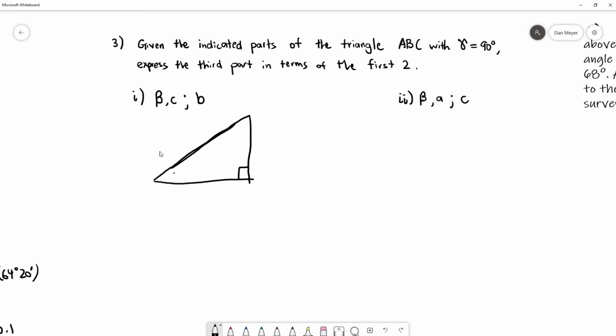Anyways, let's think about it. We have angle beta here and side length B as well as side length C. Now the relationship between these three components, this angle and these two side lengths, is sine of beta is equal to B over C. And now it wants us to express B in terms of the other two. So solve for B. In this case, that's pretty straightforward. Just multiply on both sides by C, and I got B is equal to C sine beta. Okay, that wasn't too bad. Let's see if the next one is any scarier.